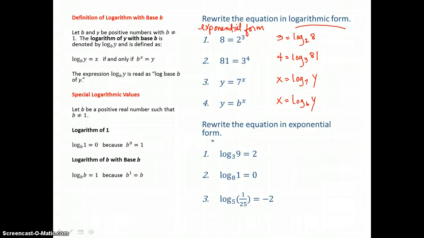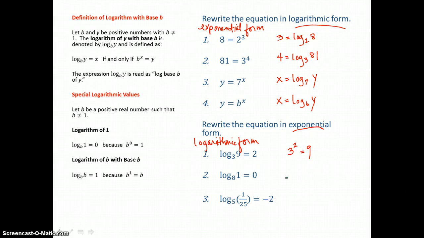And we can go the other direction too. We can start with the logarithmic form and write the exponential form. So we can take that first equation, log base 3 of 9 equals 2, and we can change it to exponential form. The base is 3, it's raised to the power of 2 to get 9. And you can see that that's a true statement. 3 squared is equal to 9. So whether we state it in logarithmic form or exponential form, we get the same statement, just in different forms.